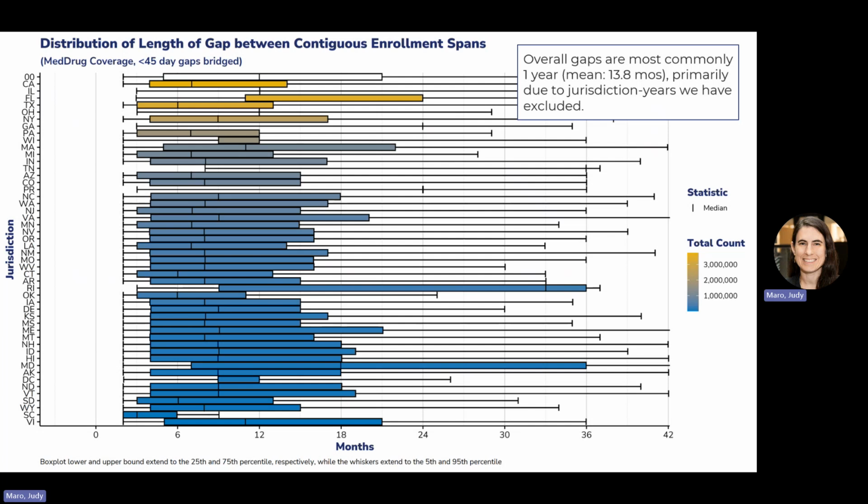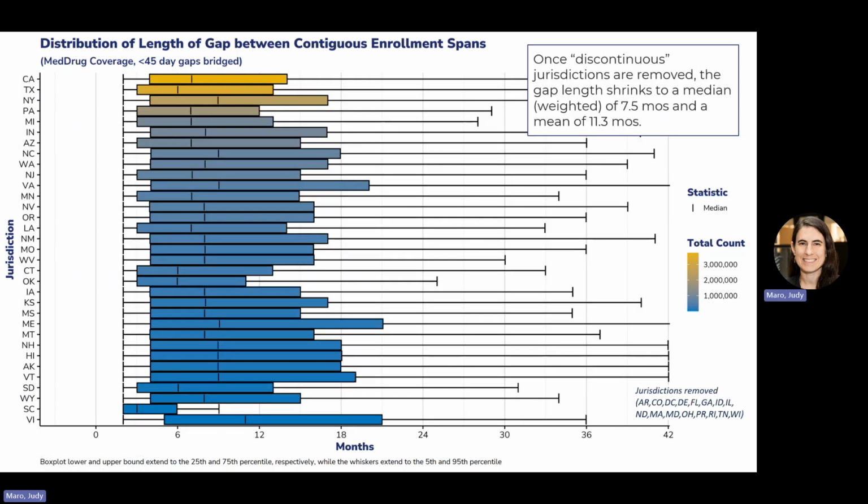So just like before, we might want to take a look at these data where we take out those discontinuities. When we take out those discontinuous jurisdictions, the gap length now shrinks to a median of 7.5 months. So this is the break between coverage periods for these states where you have complete years from 2014 through 2020 in the data set, and a mean of 11.3 months.